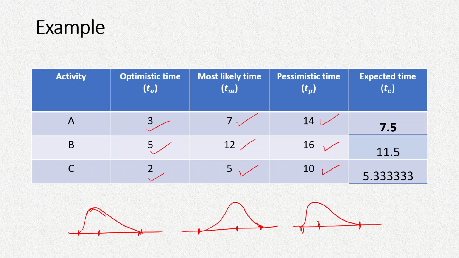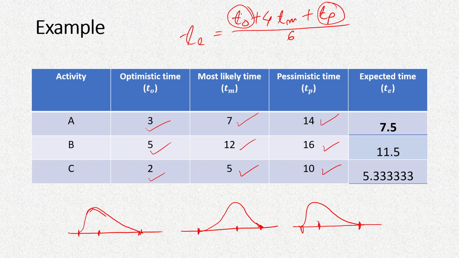These are the durations and the expected times based on the formula that we discussed before. It is TE equal to TO plus 4TM plus TP, divided by 6. Why divided by 6? Because we have added 6 samples, 1 near the optimistic time, 1 near the pessimistic time and 4 near the most likely time. Since we have taken 6 samples, we are dividing it by 6.